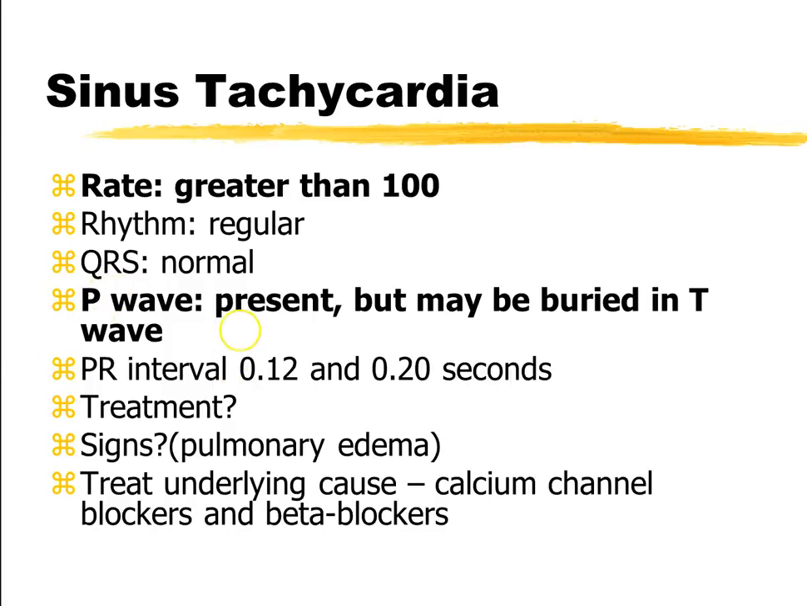What we're going to do to treat that is we're going to try to treat the symptoms and slow this rate down. If we can figure out why they're this way, that will help. Otherwise, we can use some calcium channel blockers, beta blockers. Those are some good classifications of medications that help slow the rate of the heart down.